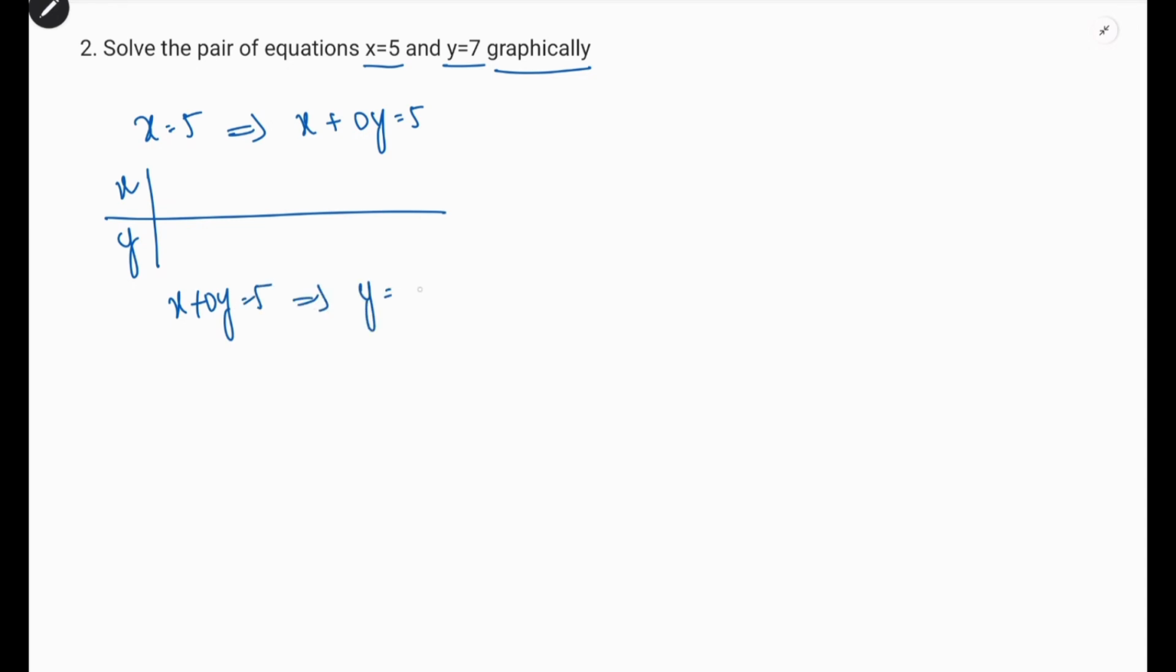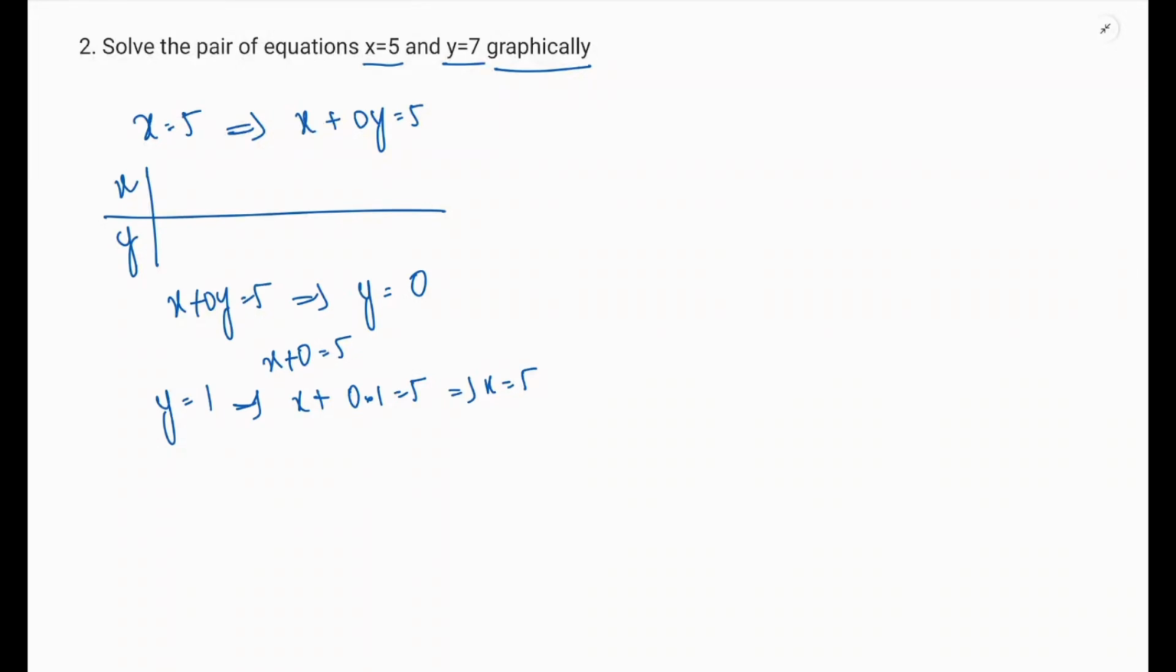If you take y as 0, what do you get? x plus 0 is equal to 5. And if you take y as 1, what do you get? x plus 0 into 1 is 0. So we'll get x is equal to 5. So y can be either 0 or 1 or 2 or 3 or any number. X value will always be 5.